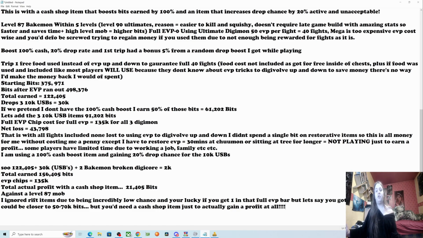But regardless, if somebody could go to the suggestion section and please upvote what I've posted to fix the bit system, add an aura item or something, please upvote this so the game devs take a look. We need to fix this for Digimon Super Rumble going forward, because this is a problem. If I'm using a cash shop item, I still can't gain a profit, and I'm constantly losing money.